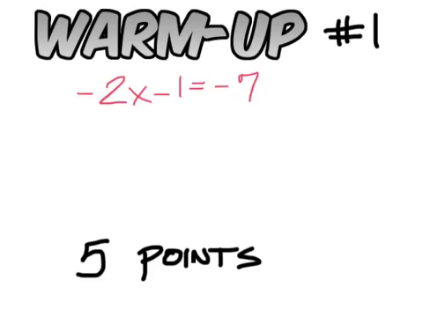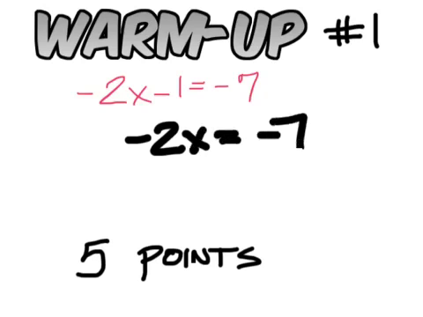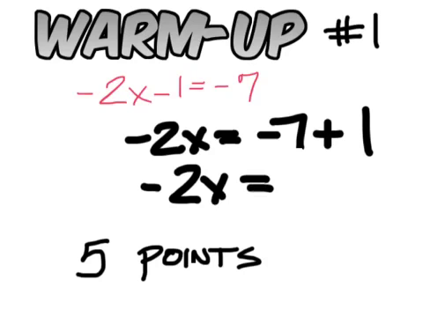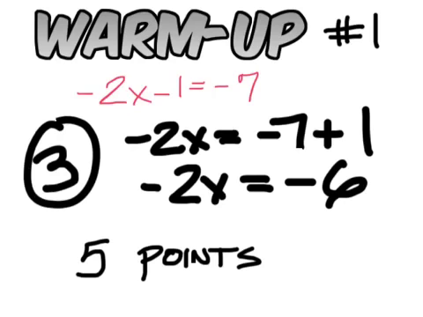On this one, it should be negative 2x equals negative 7 plus 1. So that's going to give me a negative 6, not negative 8. If you have negative 8, then you subtracted 1 on the right side. That is not right. You do the opposite. Answer should be 3.